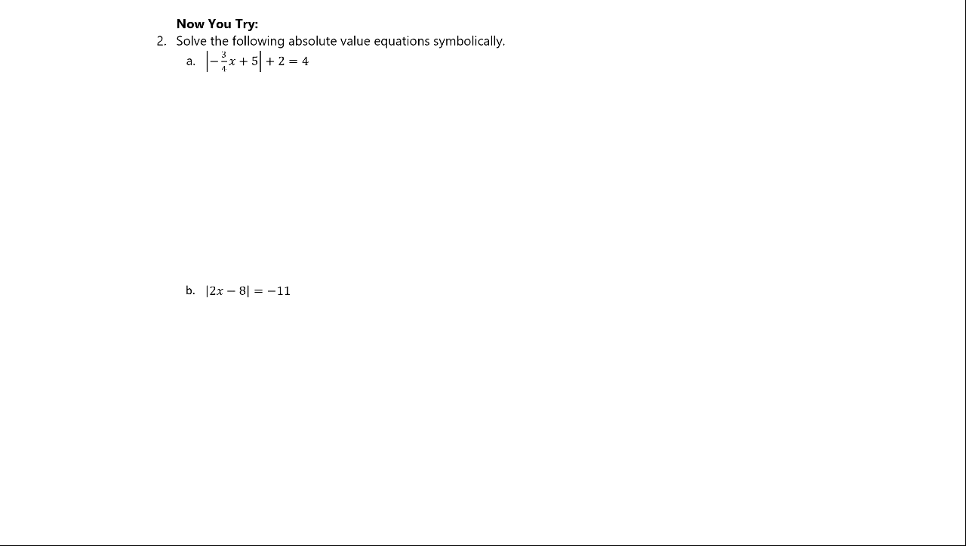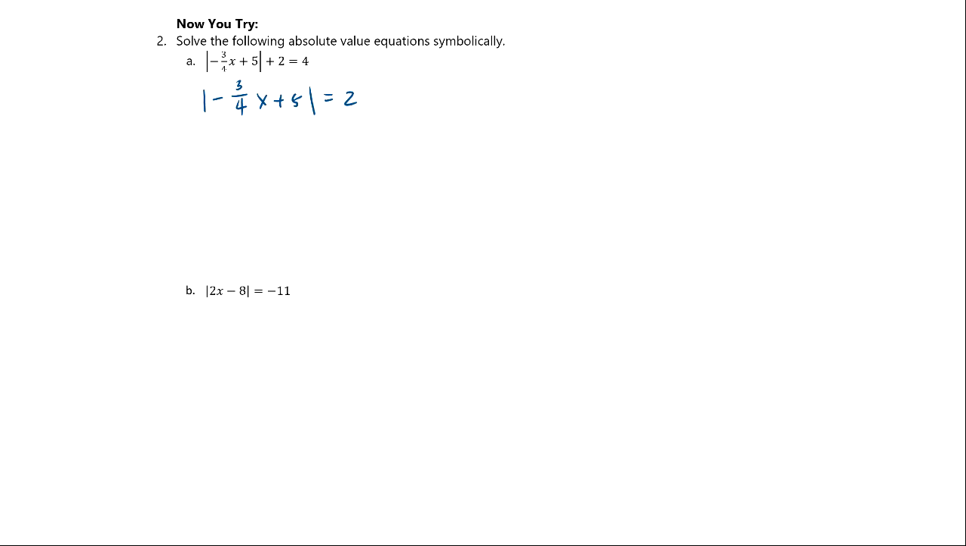Now that you've given an attempt for these problems, let's look at part A first. Part A is again a scenario where we don't have the absolute value expression by itself yet. So the first thing we want to do is to isolate that absolute value expression by itself. To do this, we can subtract 2 on both sides, and that would give me negative 3/4 x plus 5 inside the absolute value is equal to 2.